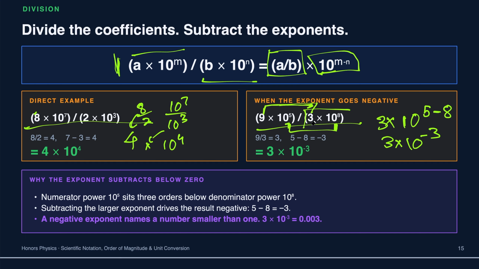This is a larger number. So you're going to end up with a decimal, and 10 to the negative 3 is basically 3 divided by 1,000. So this does give you a decimal. Okay? And remember, if you have any units, you want to put in those units.